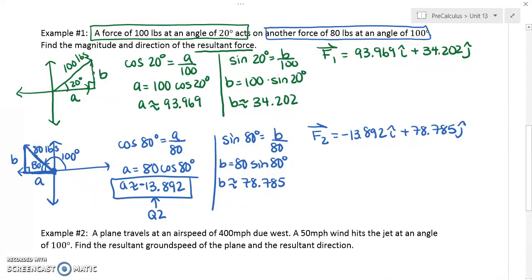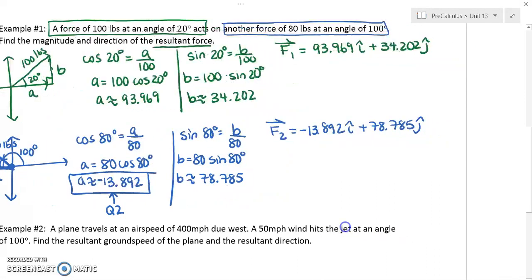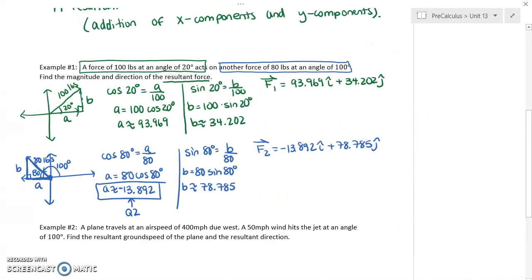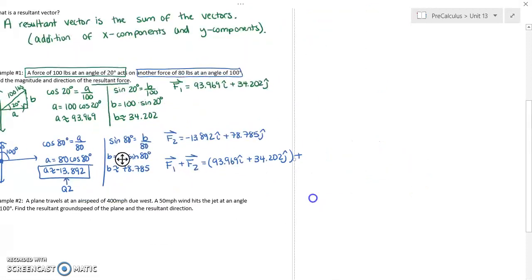But they didn't ask me for my individual forces. What they wanted was the resultant force. And the resultant force is the sum of these two forces together. So what we need to do is take the first force plus the second force and add them together. So we're going to add their components. So we have 93.969 i hat plus 34.202 j hat plus the second one.